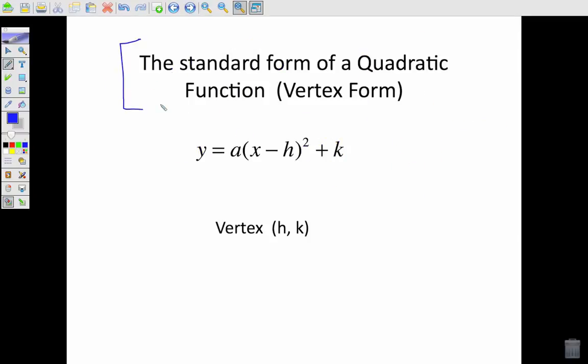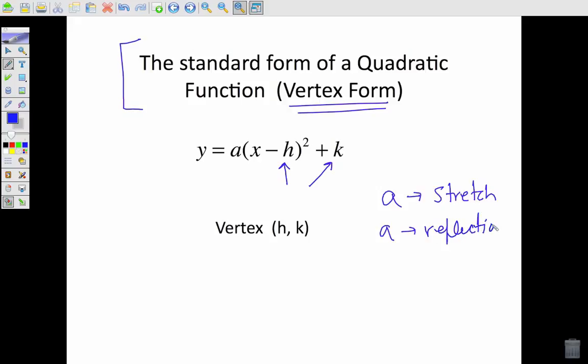All right, we've got what we call standard form. Standard form of a quadratic function is really what the intention is to call vertex form. And here's that form, y equals a times x minus h squared, and then plus k. The vertex is (h, k). Pulling out your h, it's always the opposite sign, and then k. So that's your vertex. The a will tell you the stretch, and it will also tell you if there's a reflection or not.